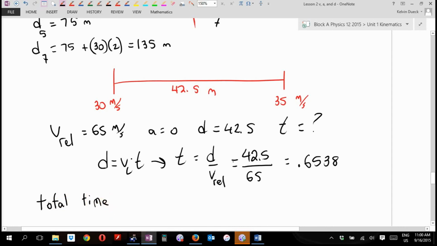Let's look at, oh heck, car A. You know what? Let's look at car B. Car B is nicer. Car B traveled for 7 seconds. And then, how long did it take after those 7 seconds for the collision to occur? Another 0.65. It's going to take 7.65 seconds for them to crash.